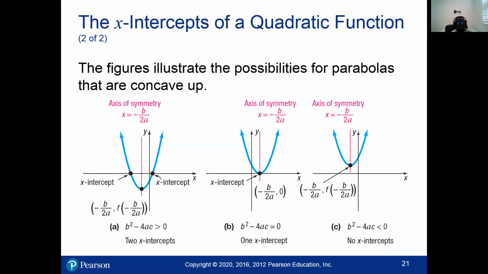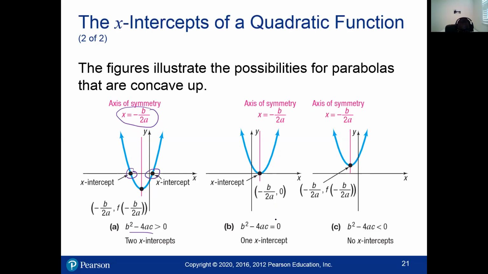The figures below illustrate the possibilities for the parabola that is concave up. So if the axis is x equal to h, looking at the first graph, there are two x-intercepts. That means that the discriminant, if you calculate it, is going to be greater than 0. In other words, that's why you have 2 solutions, which are your x-intercepts.